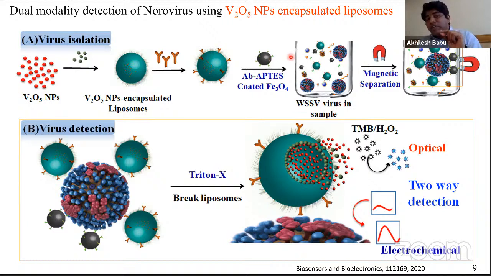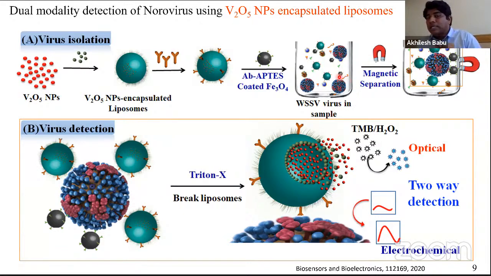Then at the same time, we prepared magnetic nanoparticles to which the same antibodies were conjugated. Now in the virus sample, we immersed these antibody-conjugated liposomes as well as the magnetic nanoparticles. So upon incubation, what happened? The antibodies present on the magnetic nanoparticles as well as the liposomes conjugated to the virus, and they formed a sandwich-like structure: liposome, virus, and magnetic nanoparticle.